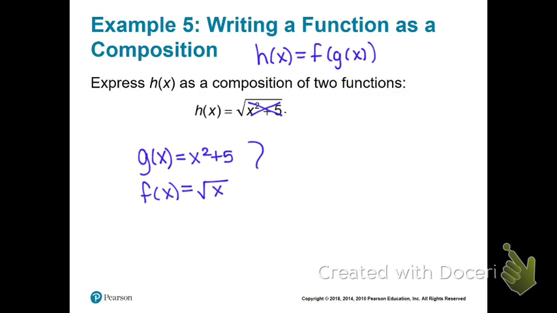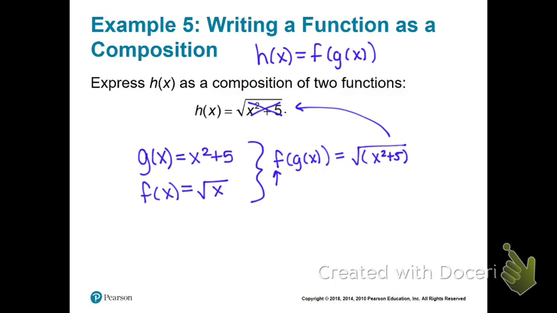Now let's check and see how that works. So if I want to put this together, if I want to do f of g of x, remember f is our skeleton, and g of x is what we plug in. Did we get what we started with at the very beginning? Yes. So it's just a way to write it as two functions, like decomposing it. We're taking it apart. We're breaking it down.